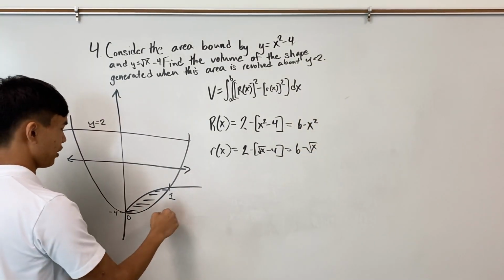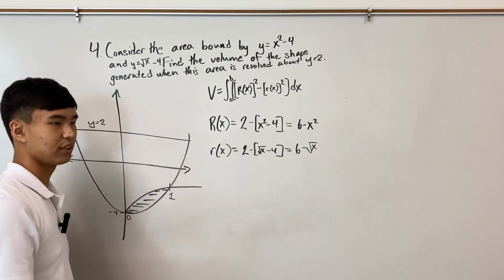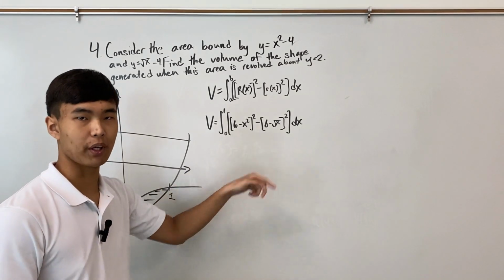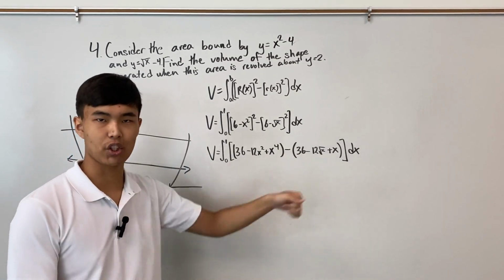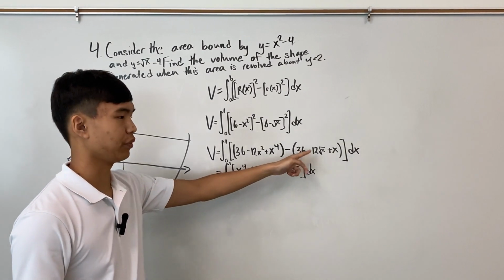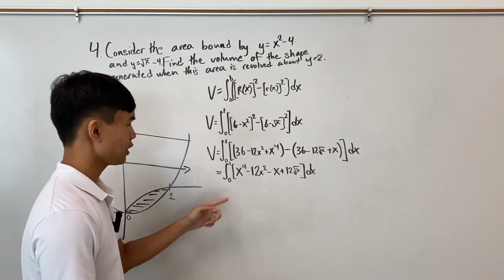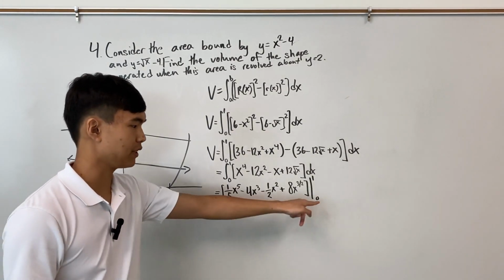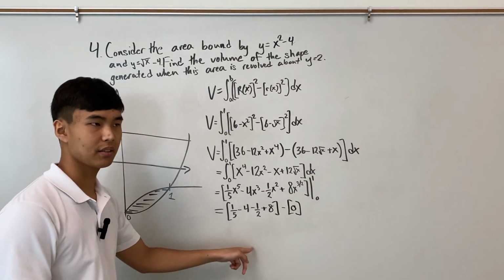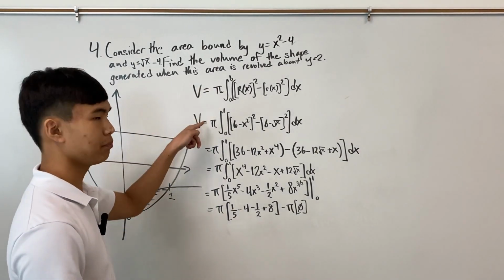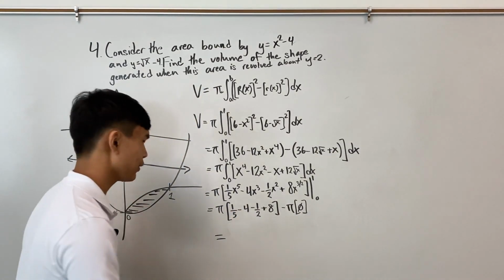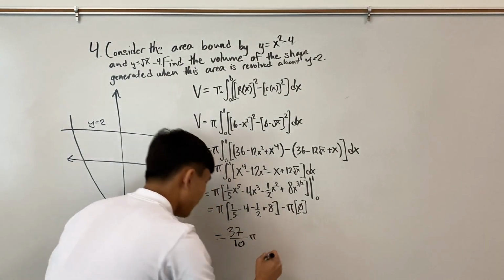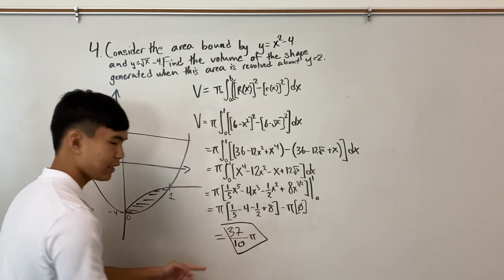So now that we have our integration bounds and our radii, we can just do the integral, like so. I'm going to expand these squares, and then do this subtraction. This is what you have left after you distribute the negative and perform the subtraction. So now I can just integrate term by term, like so, and evaluate this from 0 to 1, which gives me this. Oh, by the way, there should be a pi multiplied to all of these. And this is equal to 37 over 10 pi. And this is the answer to our problem.